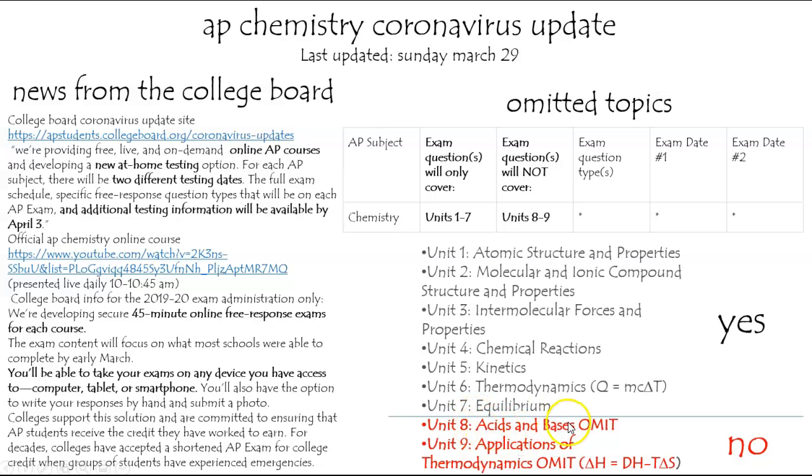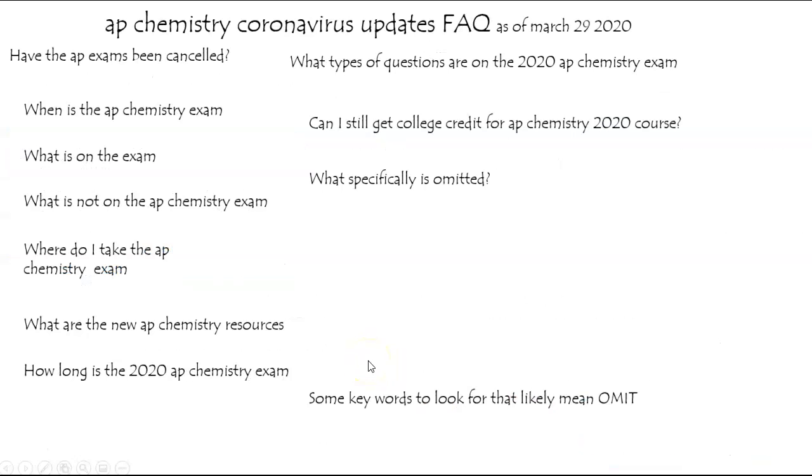Also out are acids, bases, buffers, and all electrochemistry that gets added to here as well. So quite a bit has been removed. Let's review. Has the AP exam been canceled? No. Those of you who are aware of International Baccalaureate Chemistry, for comparison, all those exams have been canceled. But AP is still going on. When is it? Well, they won't say yet, but they should soon. What's it on? Units 1 through 7 for chemistry, but not units 8 or 9. Where do I take it? You can take it anywhere.